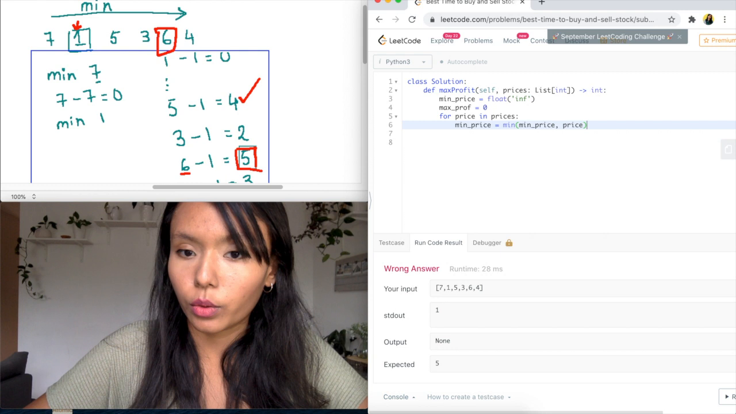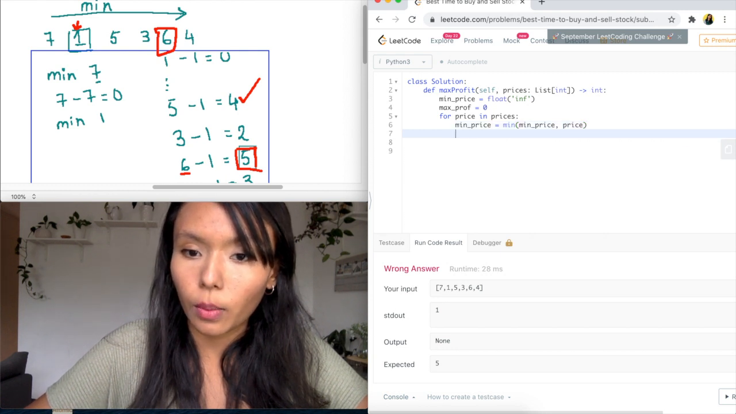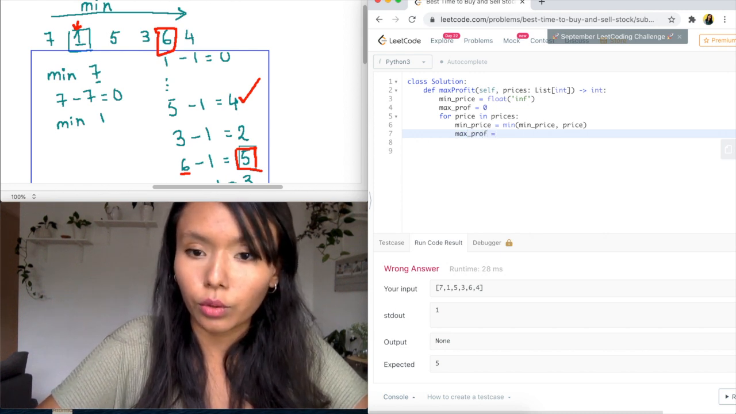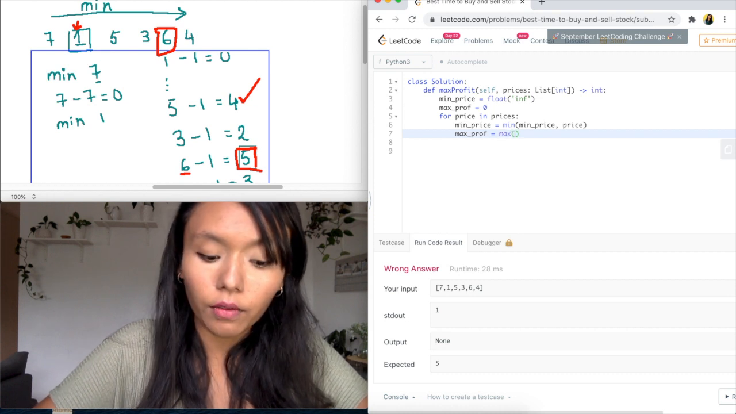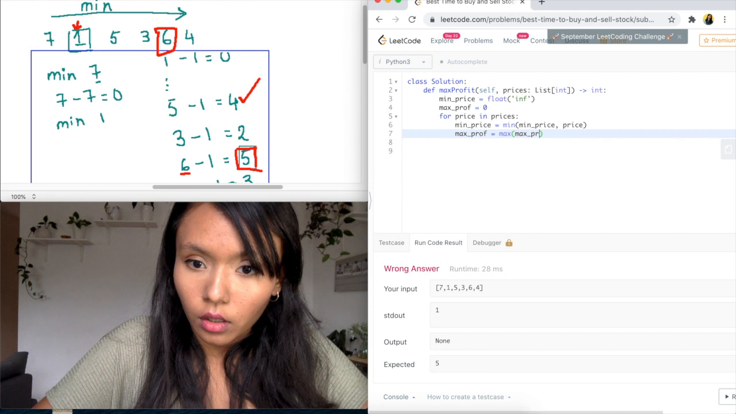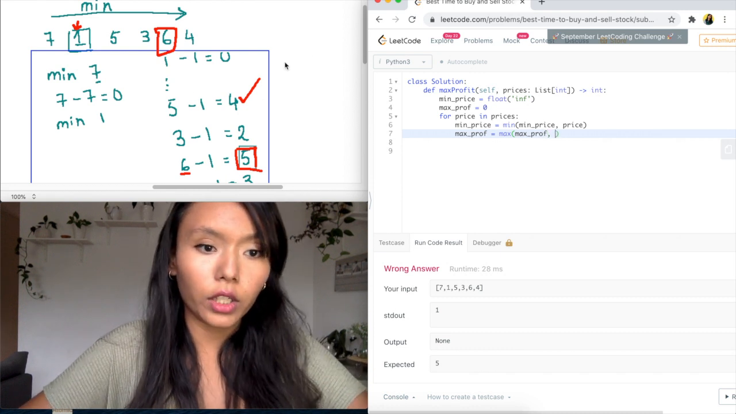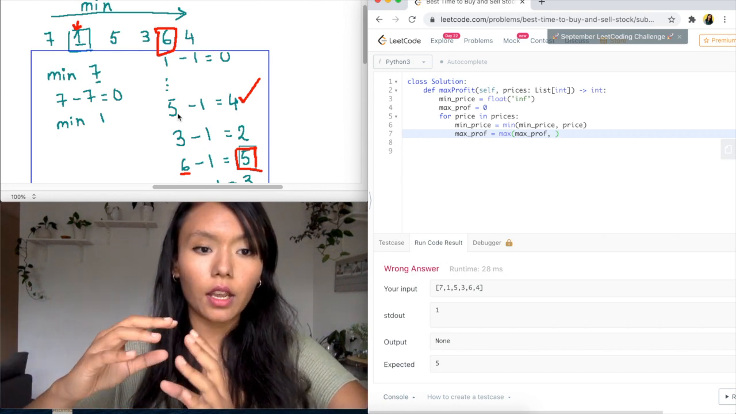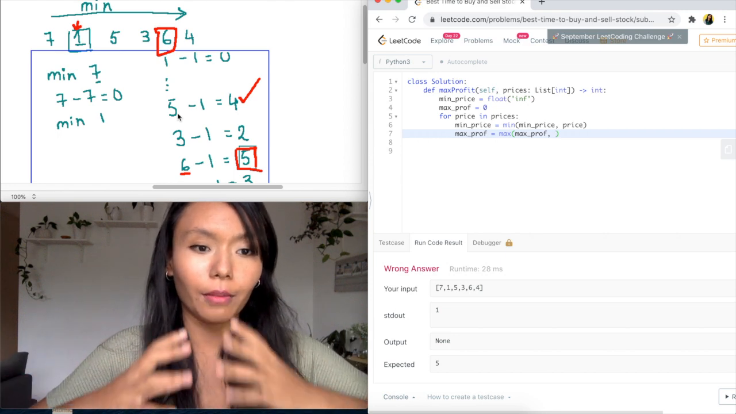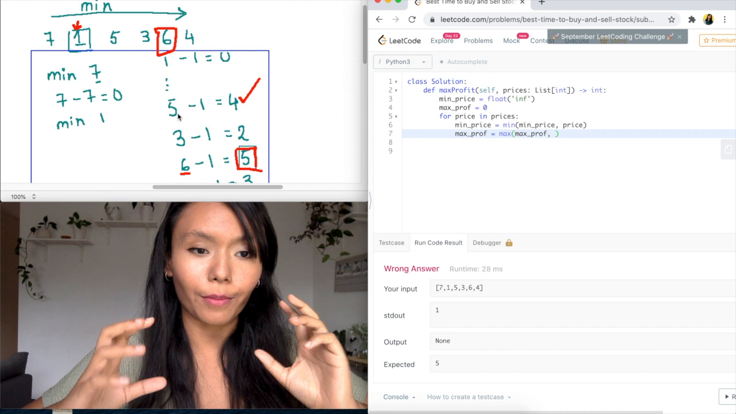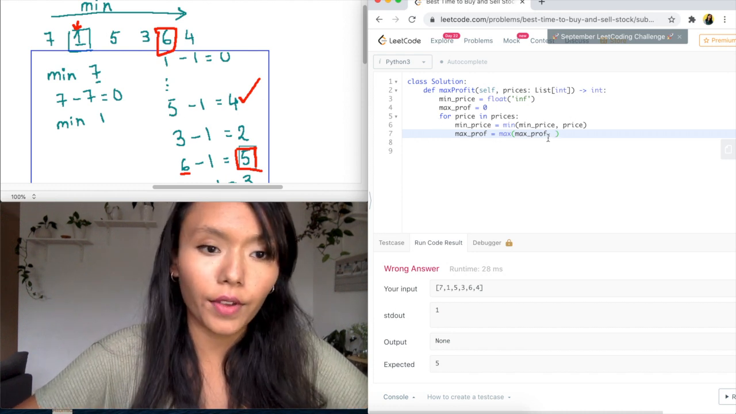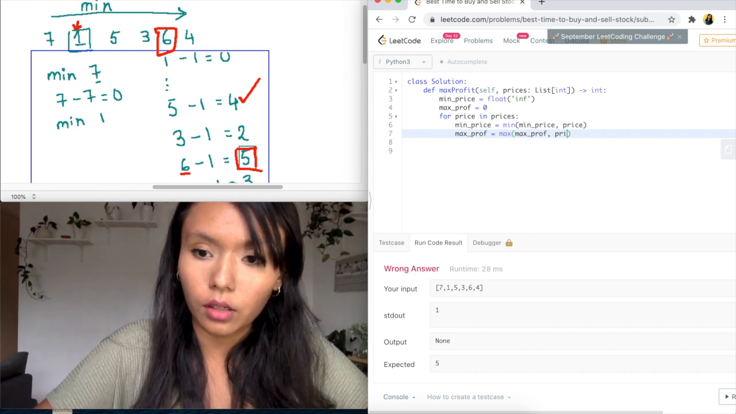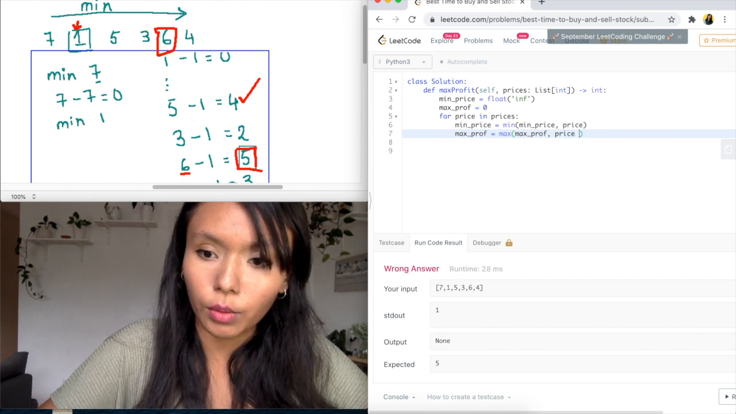So we're going to compare those two, and then we are going to set our max profit. So max profit is going to be equal to the max value of itself, max prof, and we need to do this subtraction here. So every value it's at in the list, it's going to subtract the holistic minimum from that number to get the maximum profit that can be obtained from this historic data. So we can have max prof, and price minus the min price.